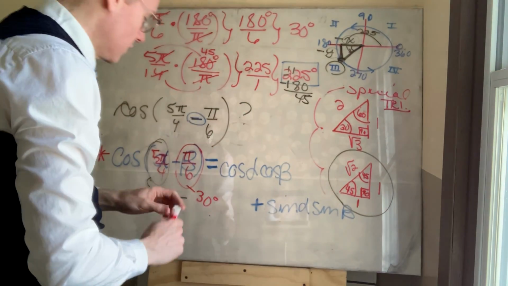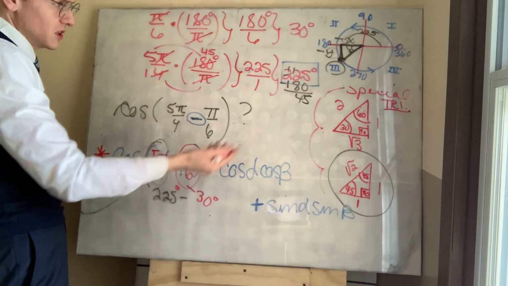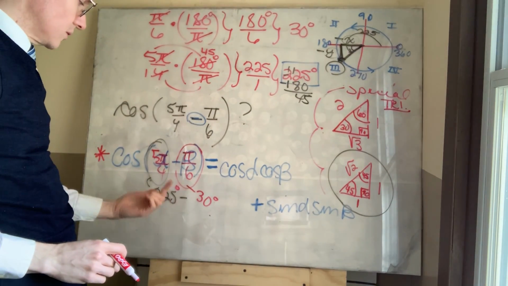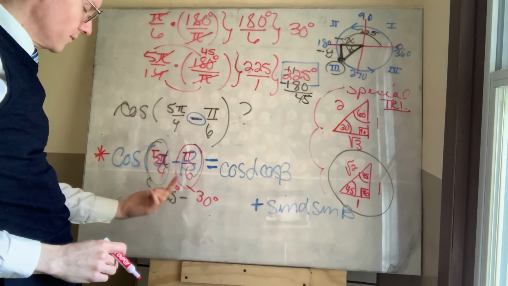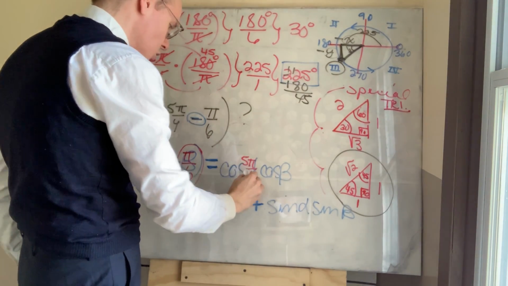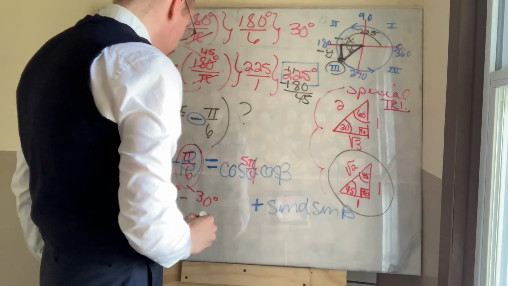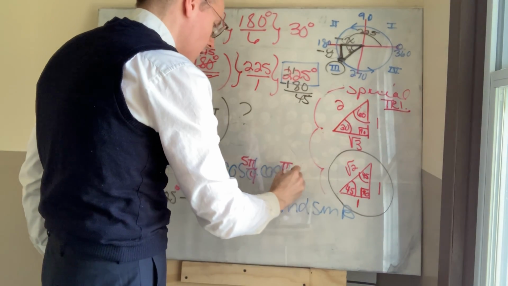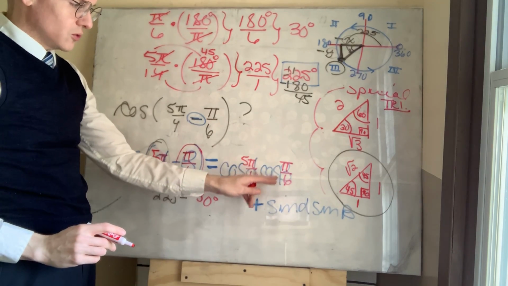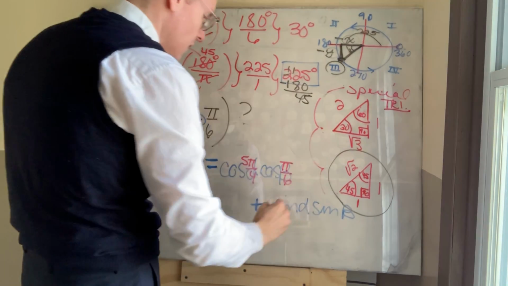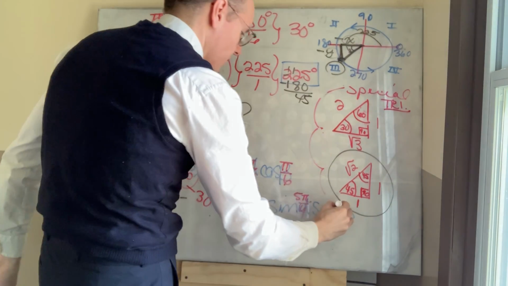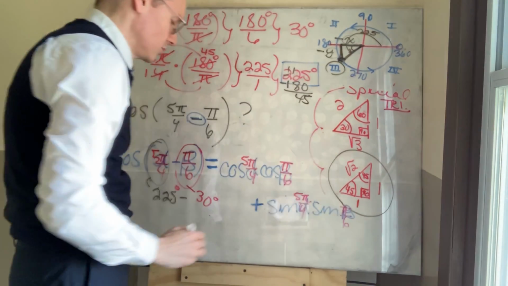I prefer degrees personally, but you may have to change your degree mode. Change your mode if you're using a calculator, depending upon which you start with. Anyhow, it will be the cosine of 5 pi over 4, cosine of pi over 6, the sine of 5 pi over 4, and the sine of pi over 6 that you would substitute.